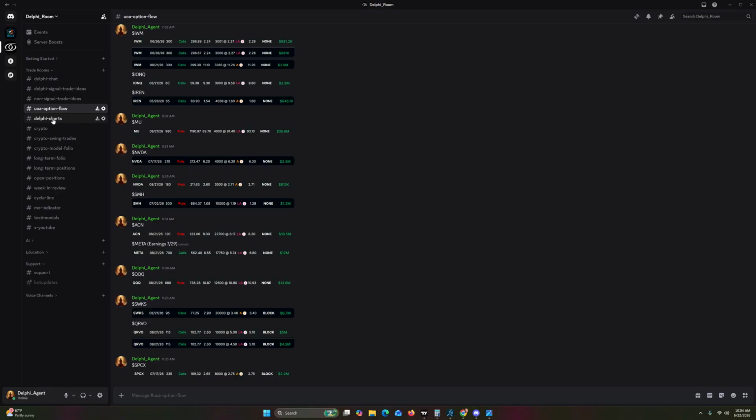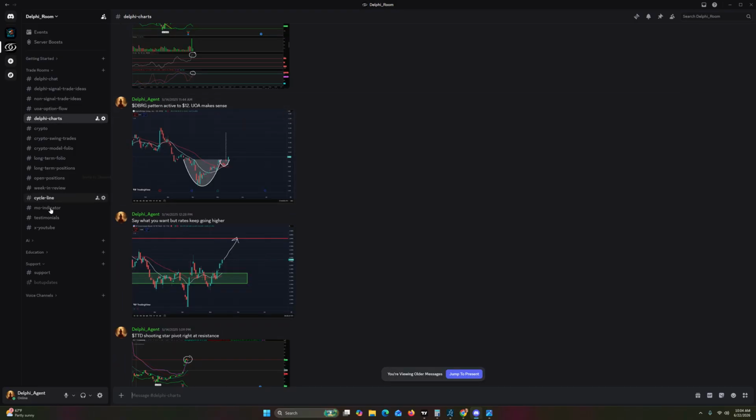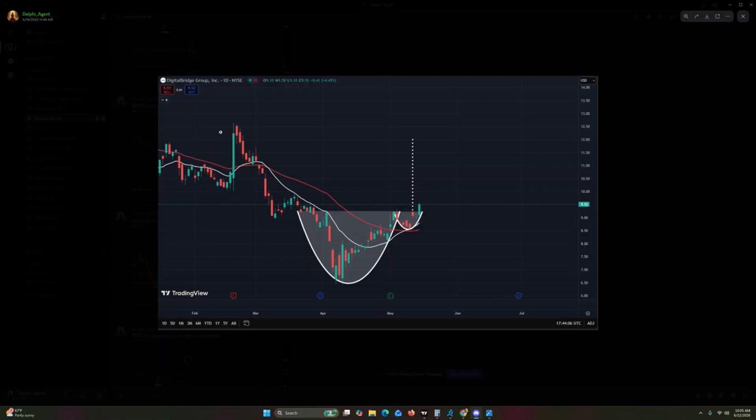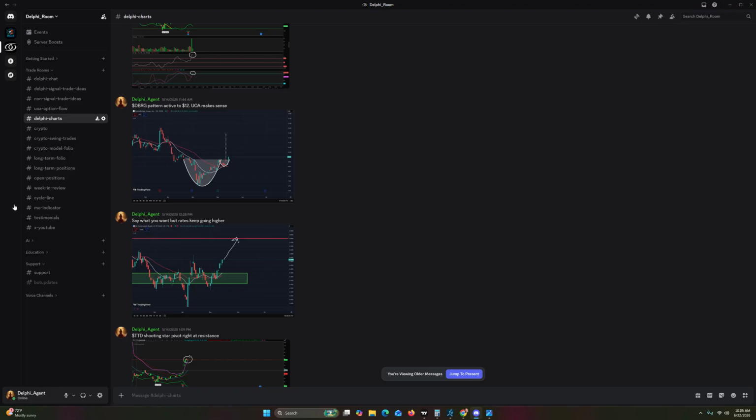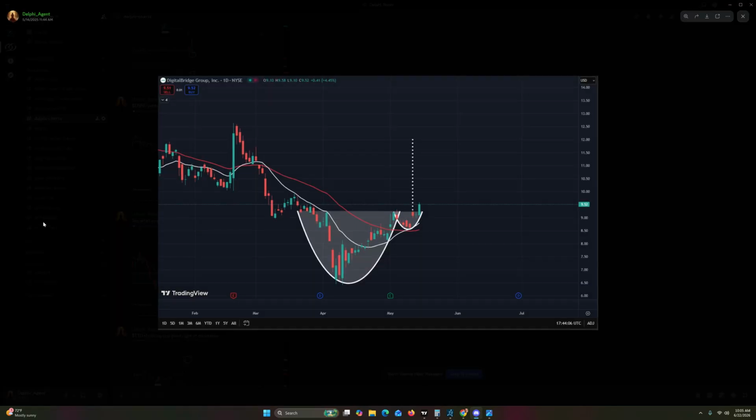So I'm just going to go to the Delphi charts here. I went back. You can see here, this is from May 14th. Again, you have to take the option flow and take it to technical analysis, look at the chart. You can see here, we posted DBRG pattern, UOA makes sense. Those option flows, remember, were the $9 calls. Why did this make sense to us?